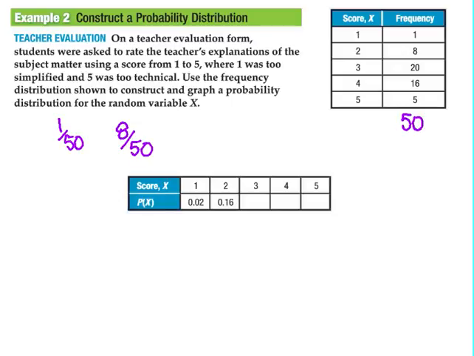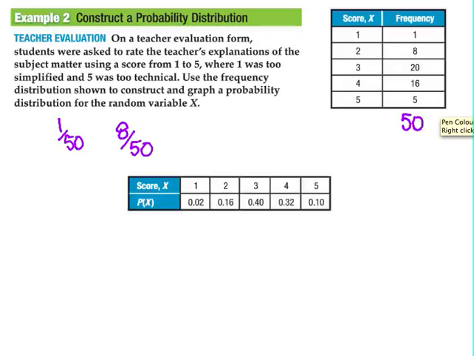What would 3 be? 20 out of 50, which is what? Yep, which is 0.4. What is 4? 16 out of 50, which is 0.32. And what is the very last one? 0.1.